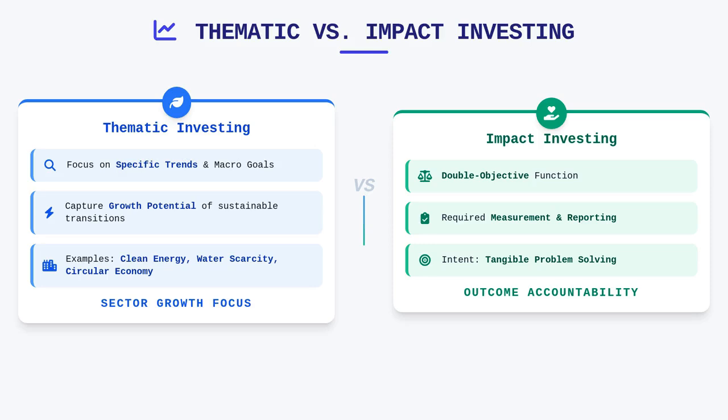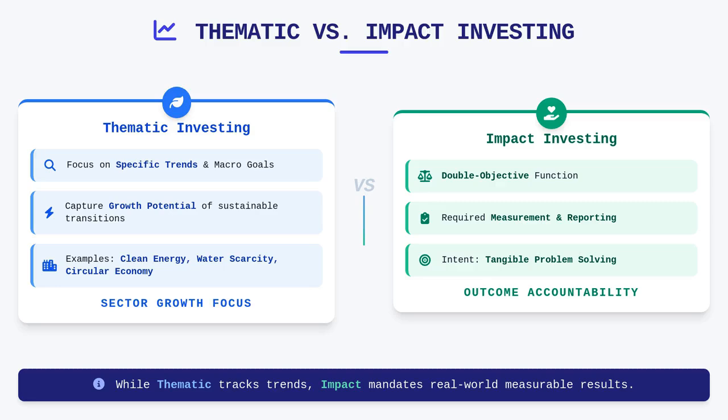Impact investing is unique because it forces a double objective function, meaning the investor holds the asset accountable for its real-world outcome as much as its financial yield. While thematic investing is often focused on sector growth, impact investing is focused on solving a specific, tangible problem.